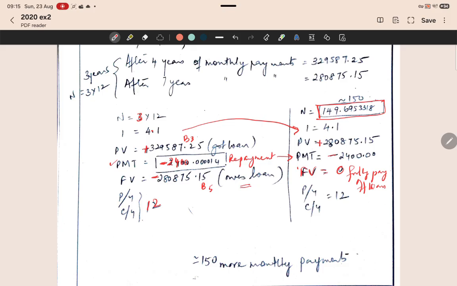And when we tap on N, we get 149.69533318. You could ask, hey, should I show that? Now, if this is going to be your working for the question, yes, you should show that. And if they've given you a CAS emulator on which you need to write, yes, you have to show all the numbers that you see on your calculator, and then round it off to the answer that you want. And that is 150 more monthly payments.